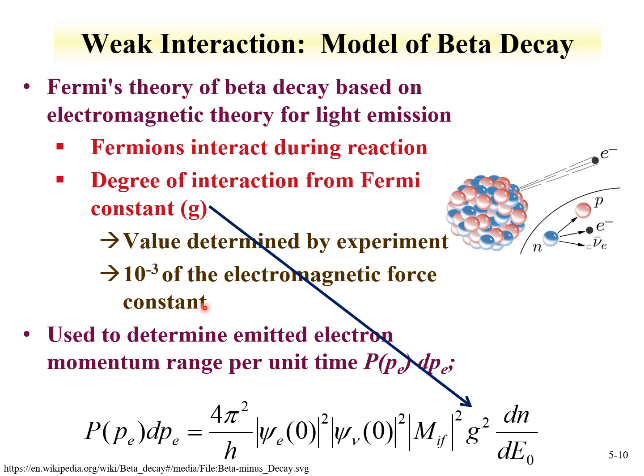It's about 10 to the minus 3 of the electromagnetic force, and it plugs into an equation which is used to determine the emitted electron momentum range per unit time. This winds up being spectral information, so we can get information about the decay spectra of electrons from this term, and we'll describe this equation.